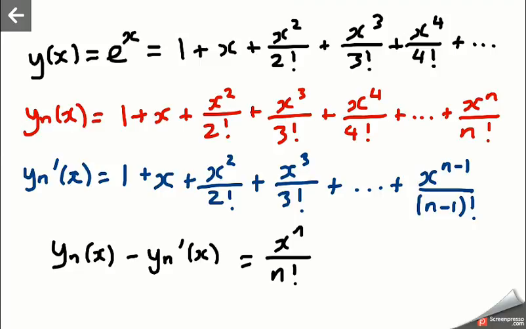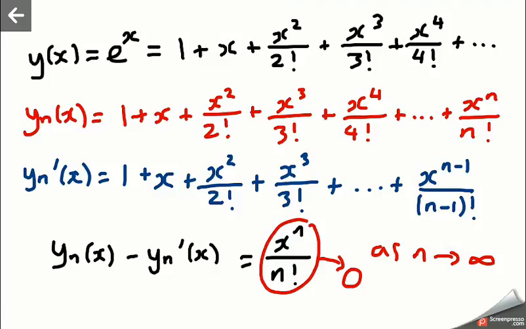Now, for any x, as long as x is fixed, as n tends to infinity, this thing here is going to tend to 0. It's going to get closer and closer to 0 because n factorial gets really, really big, much bigger than anything to the power of n for large n. So this thing is pretty much just going to go bye-bye as n gets bigger and bigger, and basically yn of x gets closer and closer to its derivative.